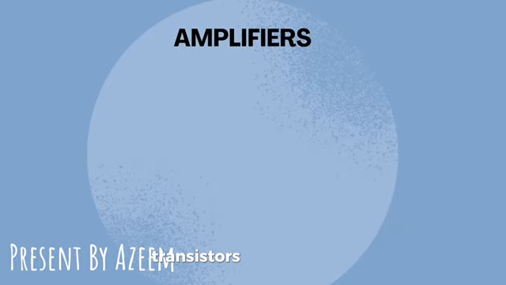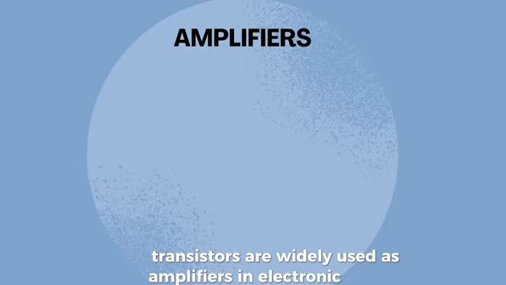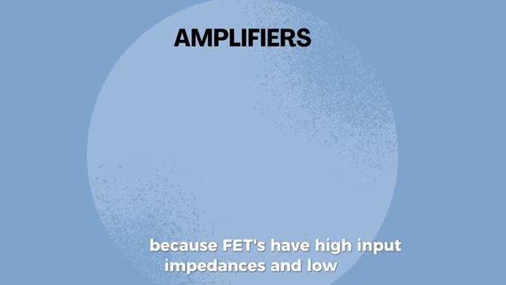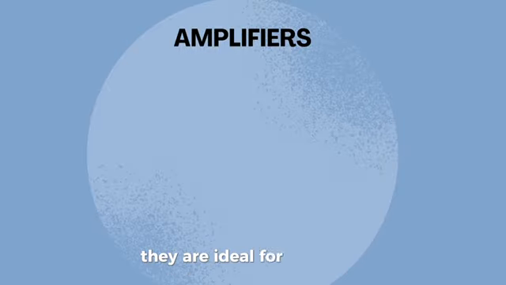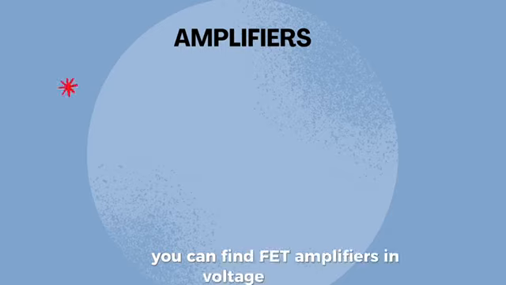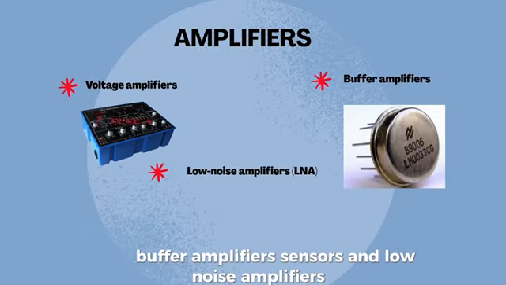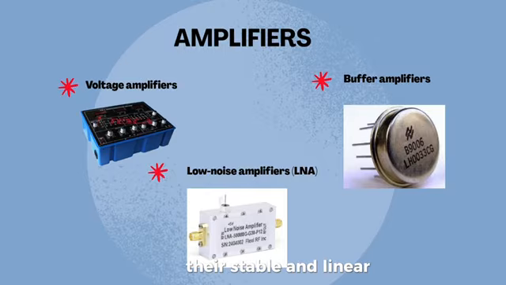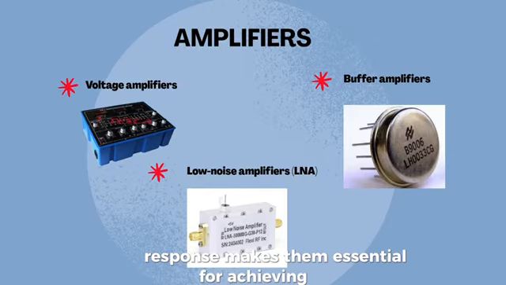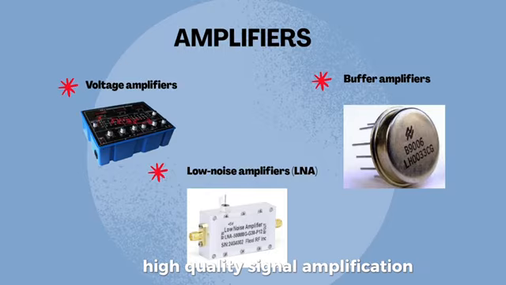Field effect transistors are widely used as amplifiers in electronic circuits. Because FETs have high input impedance and low noise characteristics, they are ideal for boosting weak signals. You can find FET amplifiers in voltage amplifiers, buffer amplifiers, sensors, and low noise amplifiers, LNA. Their stable and linear response makes them essential for achieving clean, high-quality signal amplification.